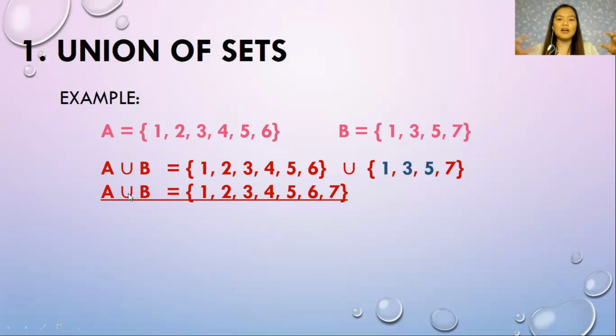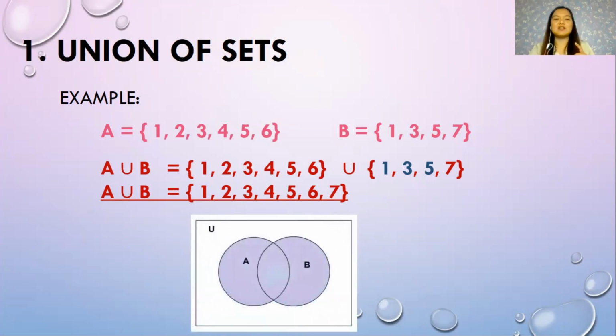So, tingnan natin, ano ba yung pagsasamahin ni A at B? So, we have 1, 2, 3, 4, 5, 6, 1, 3, 5, 7. But, 1, 3, 5 are repeated. So, 1, 2, 3, 4, 5, 6, 7 lang ang isusulat natin.